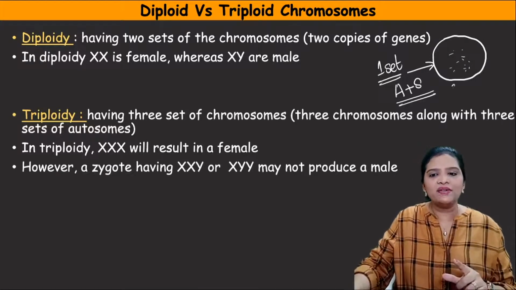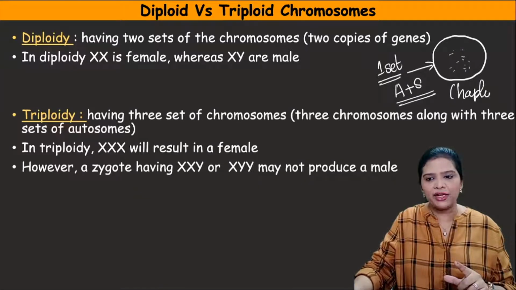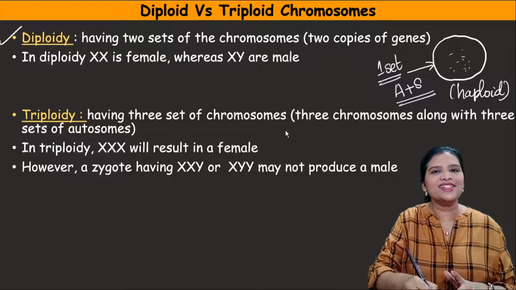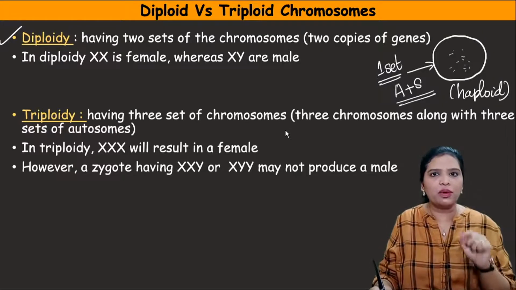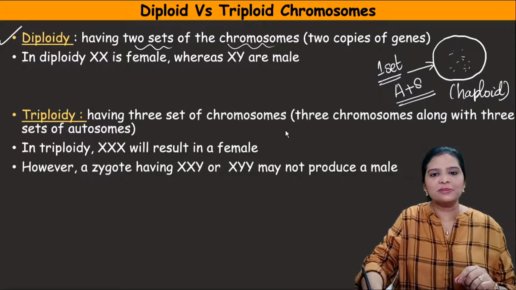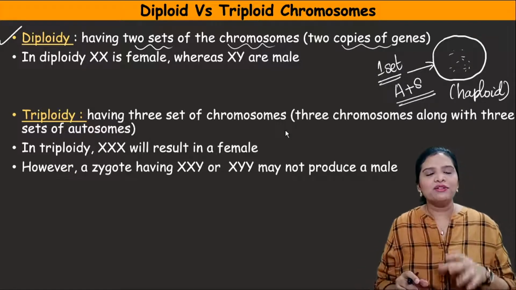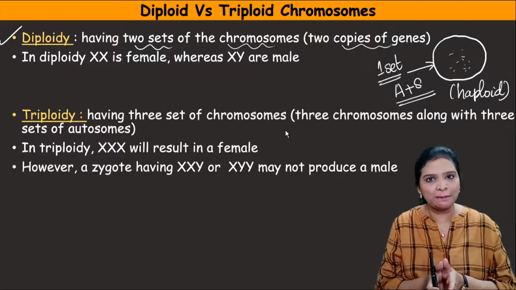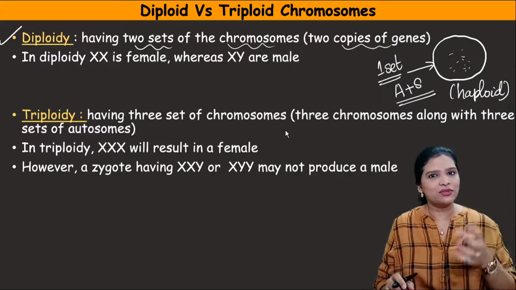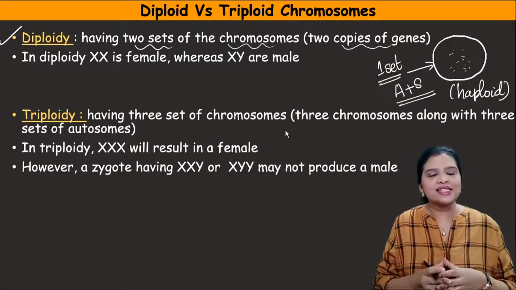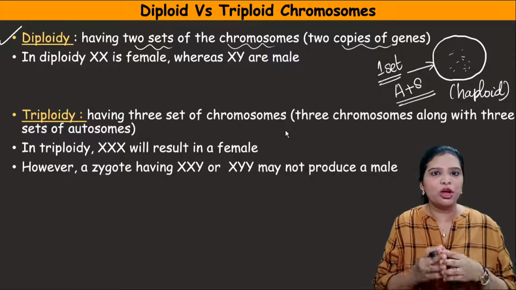If it is one set, we call this haploidy, the haploid number of chromosomes. Similarly, if it is 2, this is called diploidy, or the diploid number of chromosomes. Diploid means having 2 sets of chromosomes, that means 2 copies of the genes. Take human beings, for example: we have diploid chromosomes. We get 1 set of chromosomes from the father and 1 set from the mother, so as a result, the baby will have diploid chromosomes.